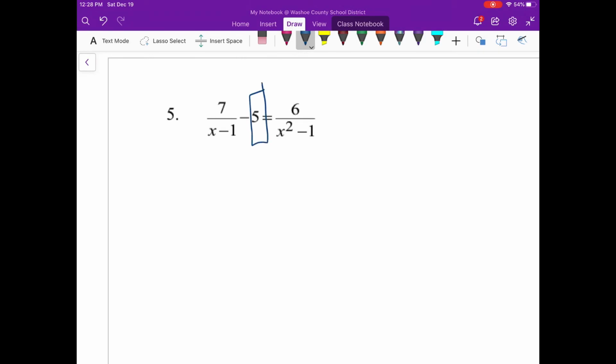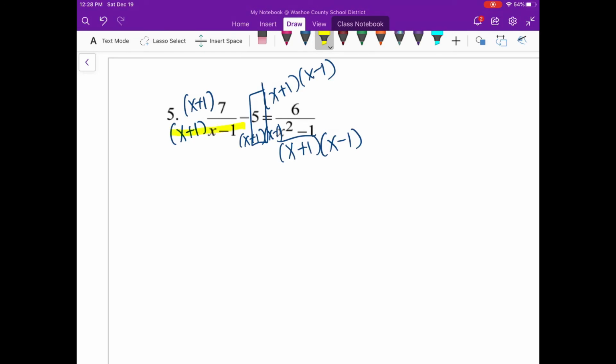Okay, so last one here. Looks like this one's missing a common denominator. This one's going to factor out to x plus 1, x minus 1. So this side is missing an x plus 1, and then this 5 is actually missing both. So we have to multiply this by an x plus 1, x minus 1. Okay, and then it's going to be the same thing in the denominator. So now that all my denominators are going to be looking the same, I can focus on just the numerator.